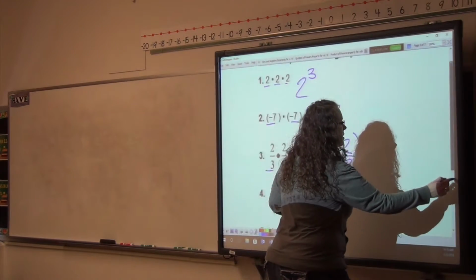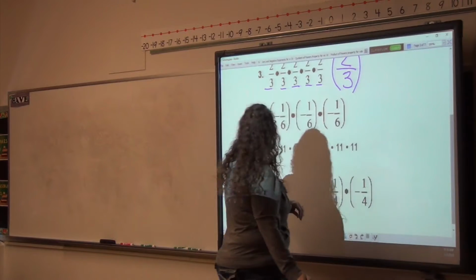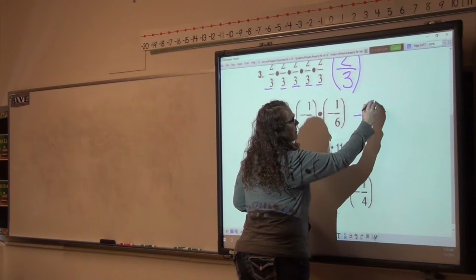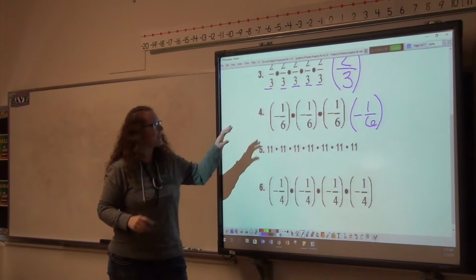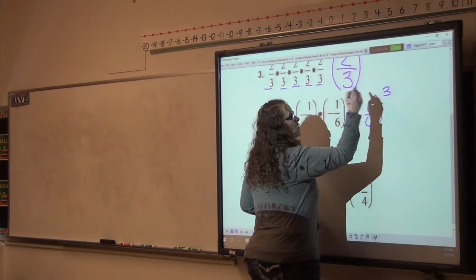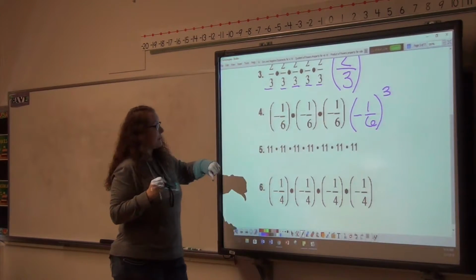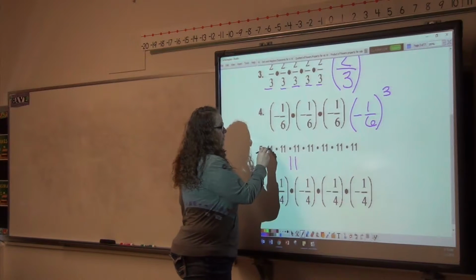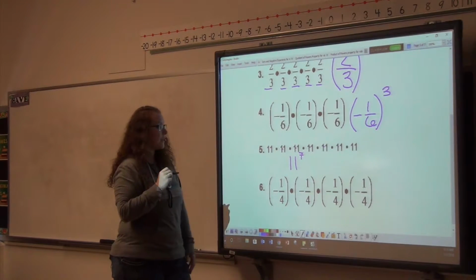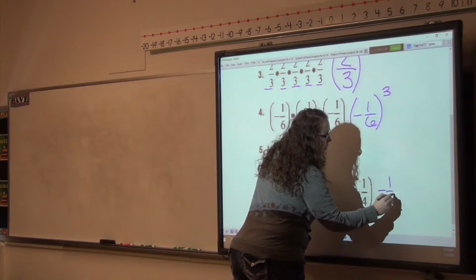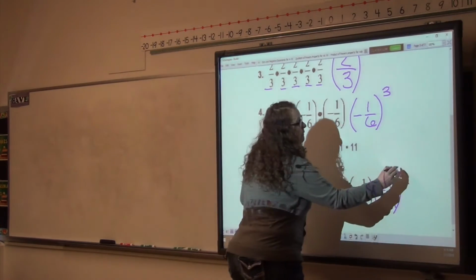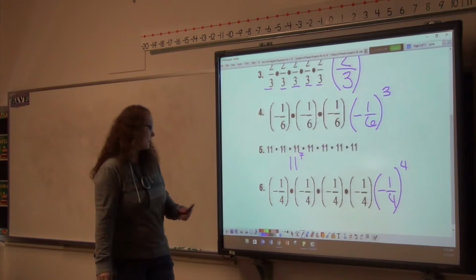Okay, this next one here. Negative one-sixth is my base. I need to put it in parentheses because I am multiplying the negative and the one-sixth. And we are multiplying it 3 times, so my exponent is 3. All right, my base here is 11, and my exponent is 1, 2, 3, 4, 5, 6, 7. All right, and then this one down here, we've got negative 1/4, which is our base. We are multiplying the negative and the 1/4, so it is in parentheses, and we multiply it 4 times, so our exponent is 4.